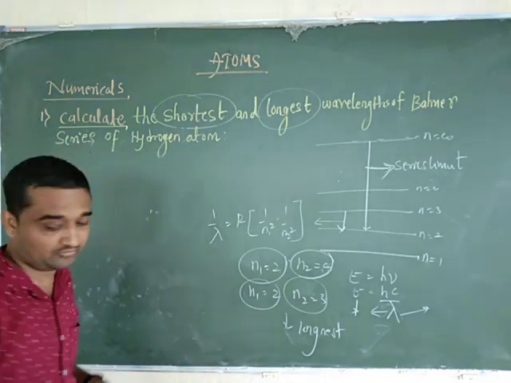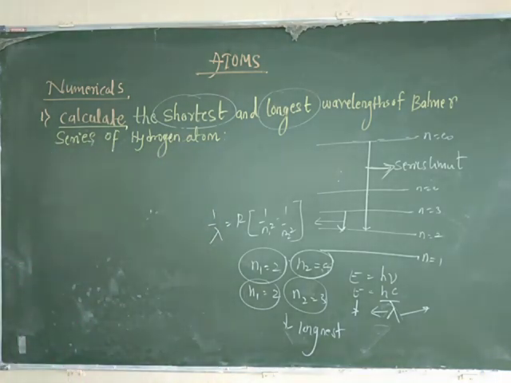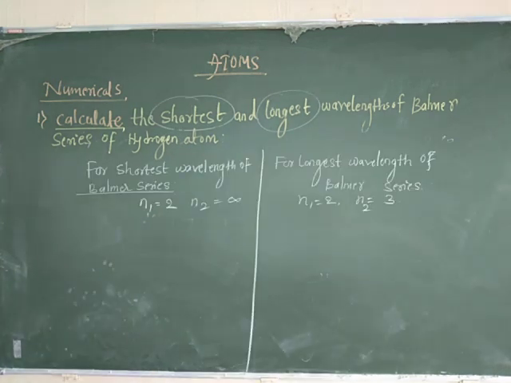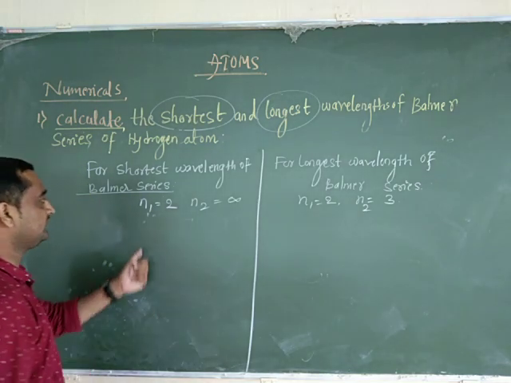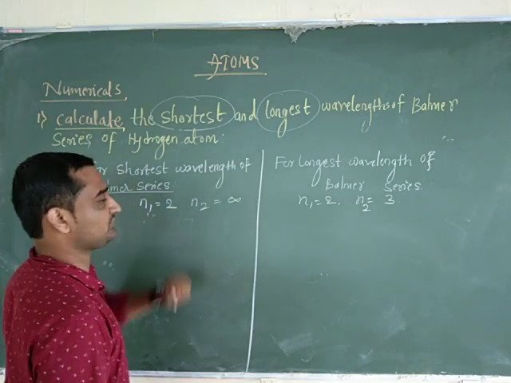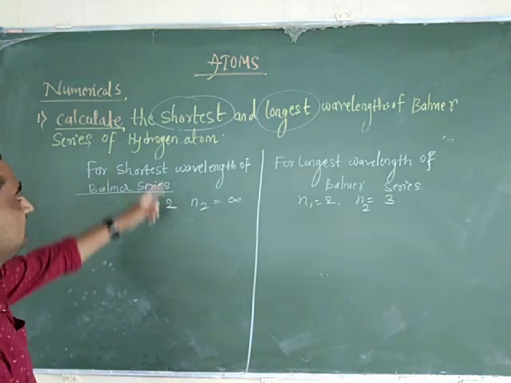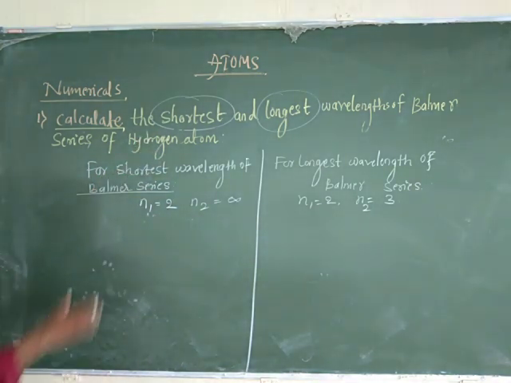Now let us solve this problem by taking N1 and N2 for the shortest wavelength and the longest wavelength. For the shortest wavelength of the Balmer series, as I explained, N1 is equal to 2 and N2 is equal to infinity. Now calculate the wavelength of the line. That is the series limit, the wavelength of the last transition in the Balmer series.